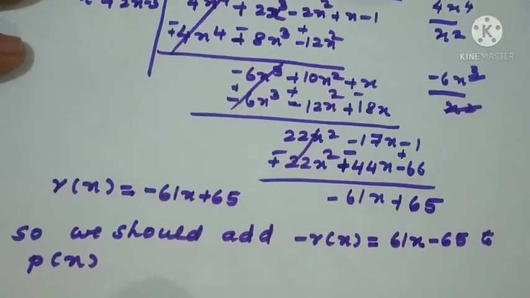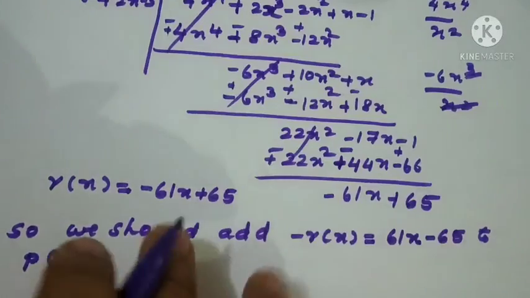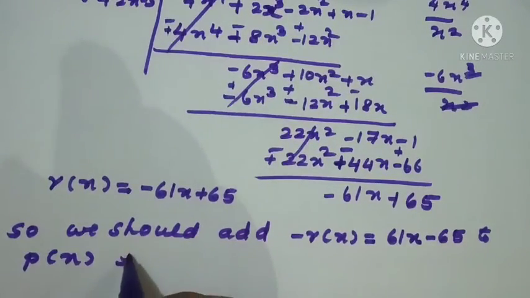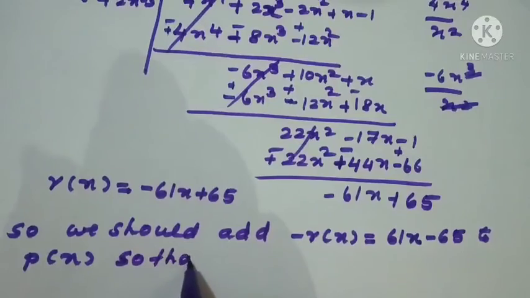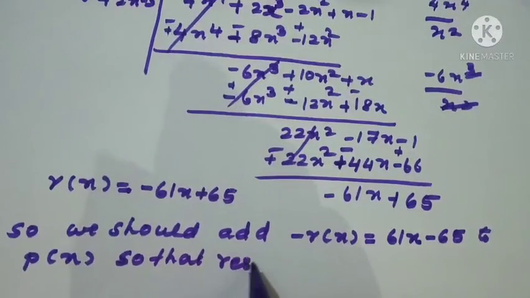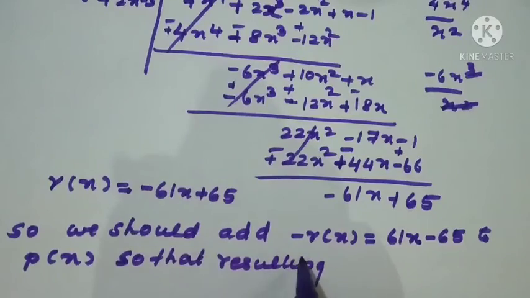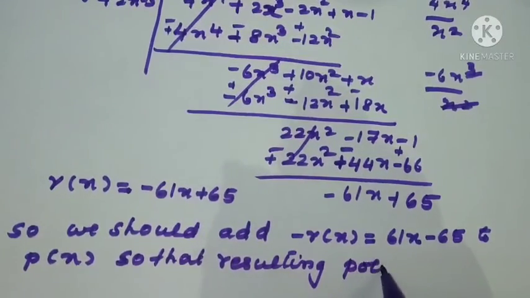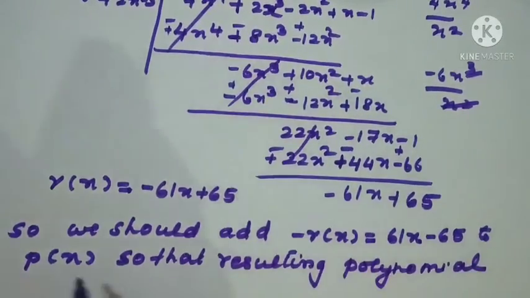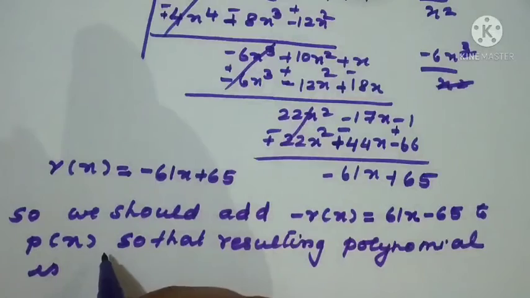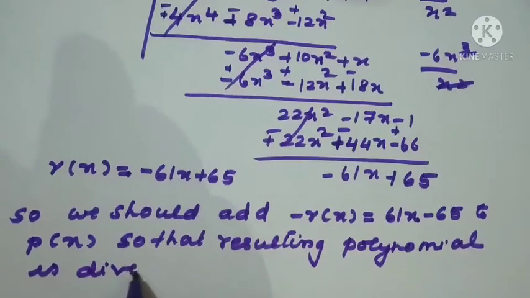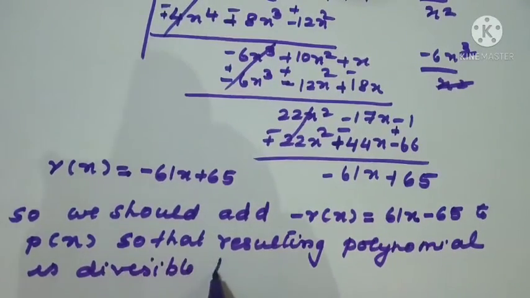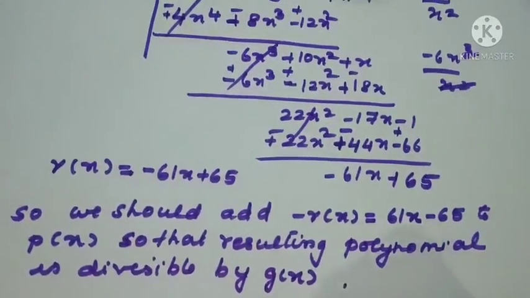So what is the meaning? When we add this, the resulting polynomial, same as in the question, will be divisible by g of x. So some questions we have done all based on the division algorithm only.